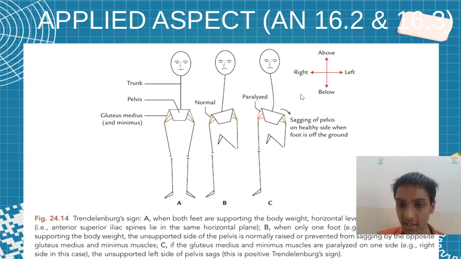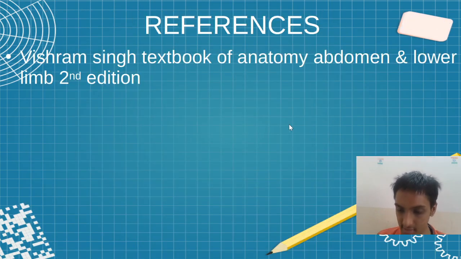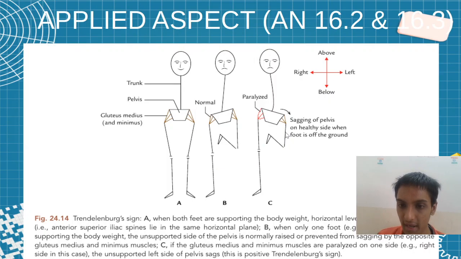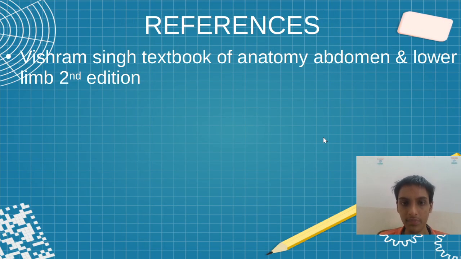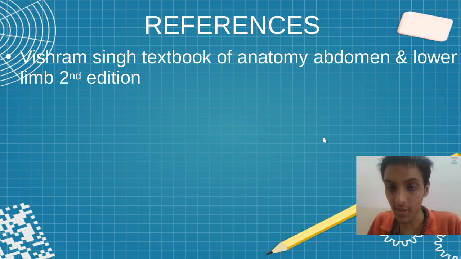But what happens in Trendelenburg sign? Sagging of pelvis on healthy side when foot is off the ground. So when we say the patient is Trendelenburg sign positive, when the pelvis is like what we can say, when there is a sagging of the pelvis on one side, that is falling off on either the right side or the left side, okay, then that will be called as Trendelenburg positive, okay. This is important. Alright, so references from where I took the pictures.